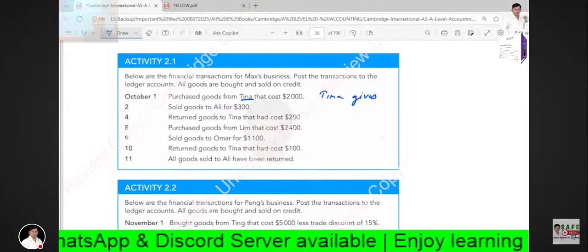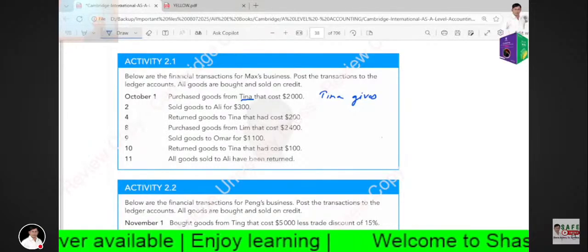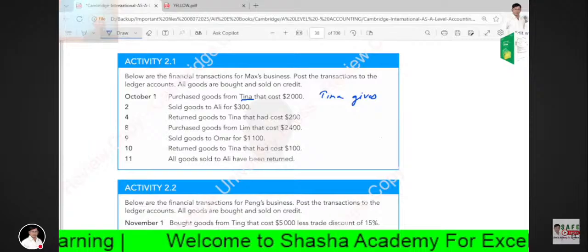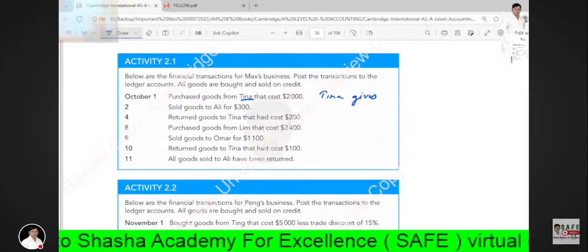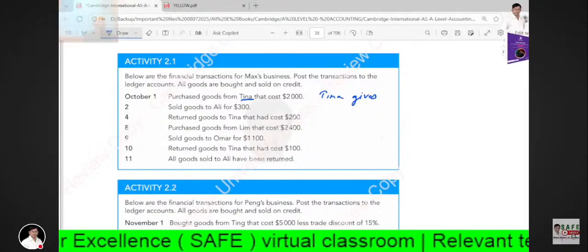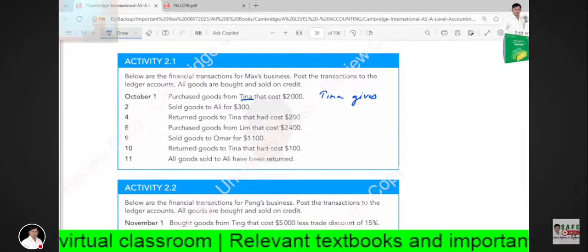So what you can do is you can try working out this question on your own. Then you can compare with the answer here. First, let us make a list of accounts that are necessary.